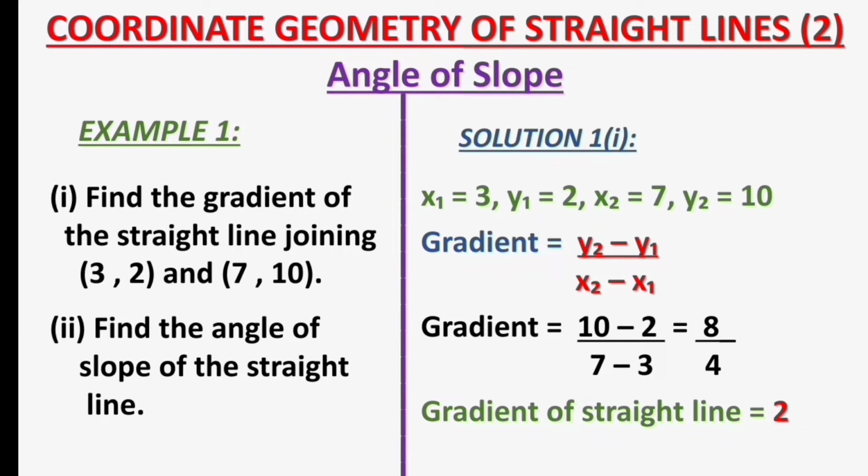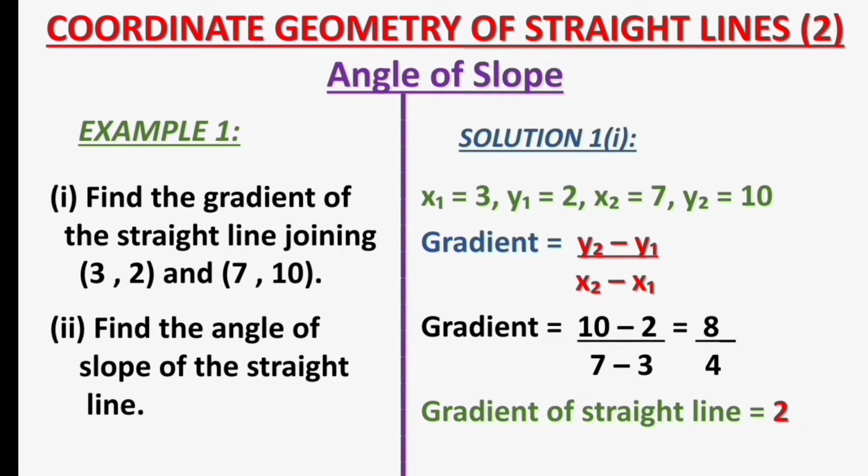When you substitute your values for x1, y1 and x2, y2 into your formula for gradient, the gradient becomes 10 minus 2 divided by 7 minus 3, which will give us 8 divided by 4. The gradient of the straight line is 2. I hope you got that right.